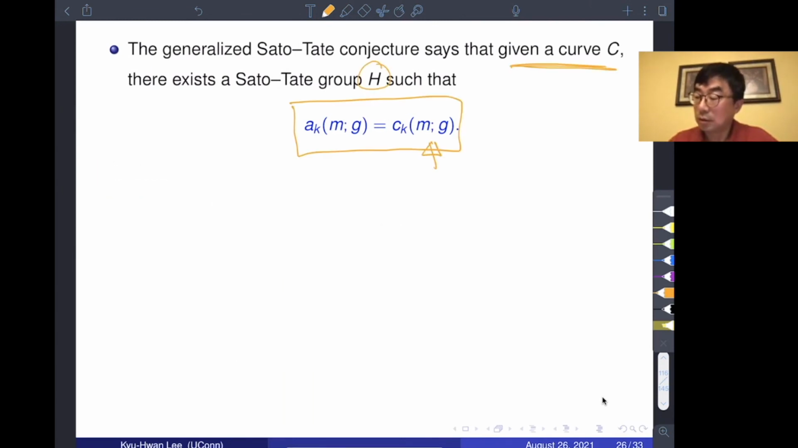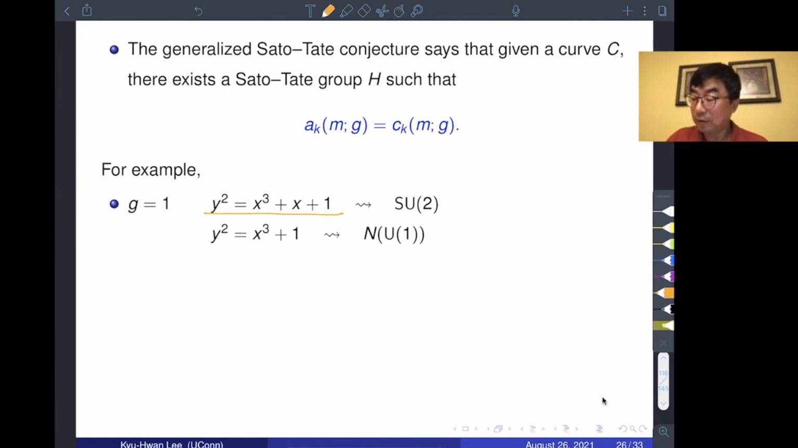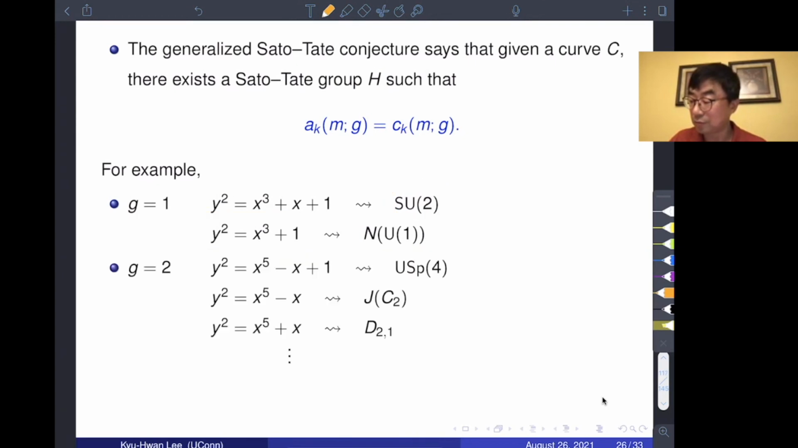Yeah. And then this is coming from the curve. And we expect the identity is true. For example, if this curve will be associated with this Sato-Tate group because it is a non-CM, and the CM is associated with this group, and then for this curve, the pole USp(4), and then there is a certain group. I will not define these groups because of the time.